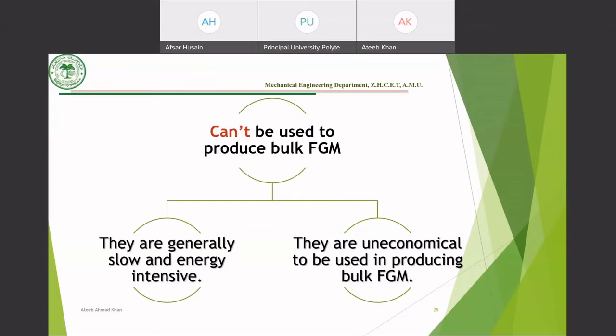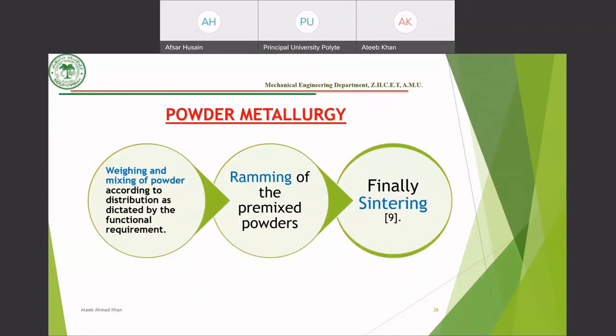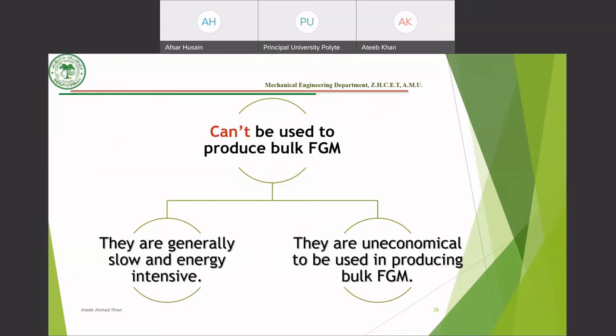Sorry to disturb. Yes, sir. Dr. Yes, Ateeb Khan, there is a question from Rituraj. Yes, sir. The question is, sir, I will be working on formability of composites.